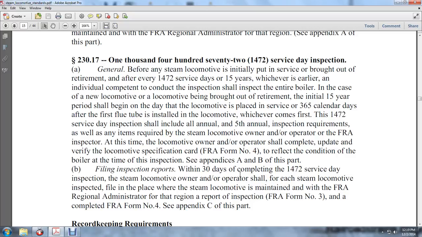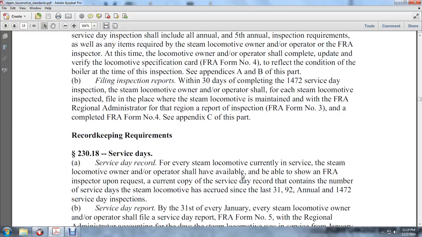Filing section reports. Within 30 days of completion of the 1,472 service day inspection, the steam locomotive owner or operator shall, for each steam locomotive inspected, file in the place where the steam locomotive is maintained and with the FRA regional administrator for the region the report of the inspection, FRA form number 3, and the completed FRA form number 4. See Appendix A of this part. Recording requirements.